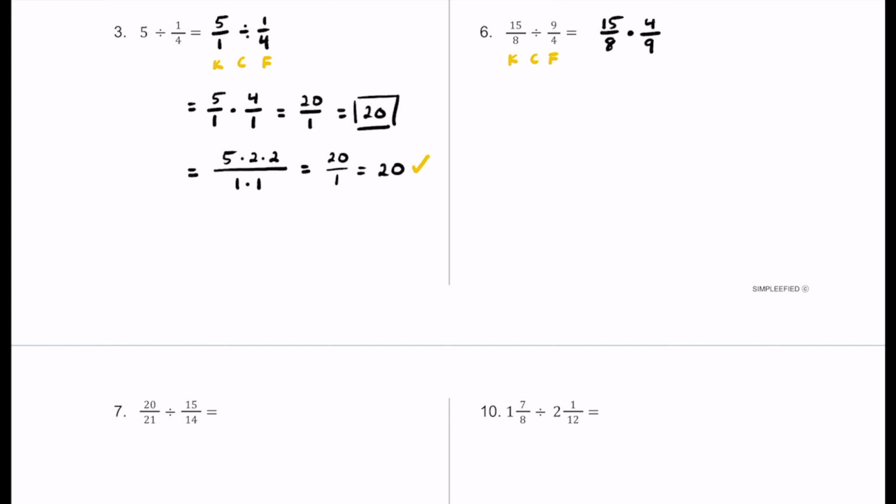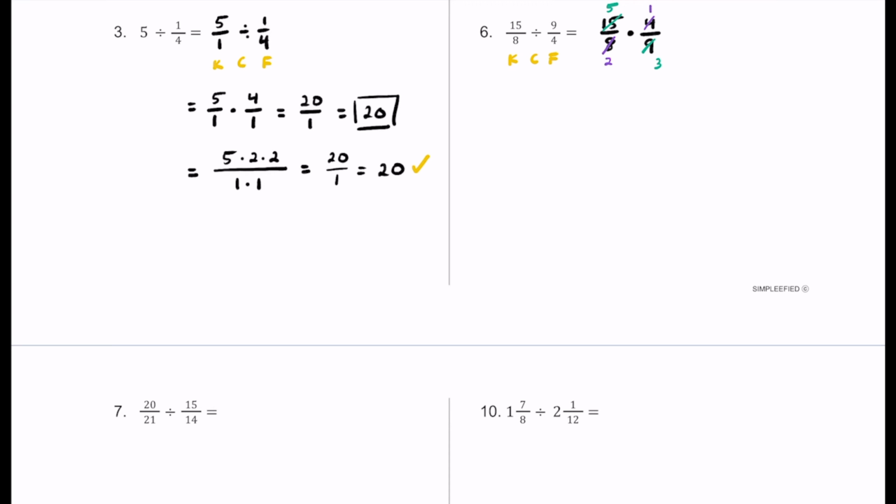Okay, at this point, we're going to look for some cross canceling. I really like this 4 and this 8. I think their GCF is 4, so you can divide them both by 4. 8 divided by 4 is 2. 4 divided by 4 is 1. And then looking at this 9 and 15, I think you can divide them both by 3. That's their GCF, so 9 divided by 3 is 3. 15 divided by 3 is going to be 5.